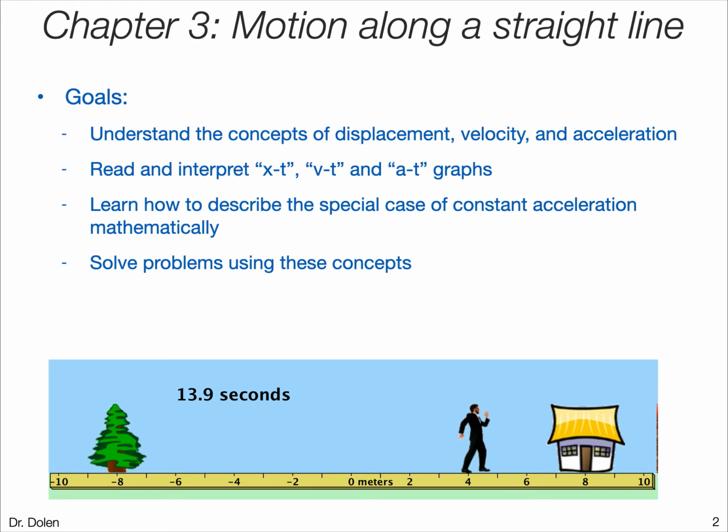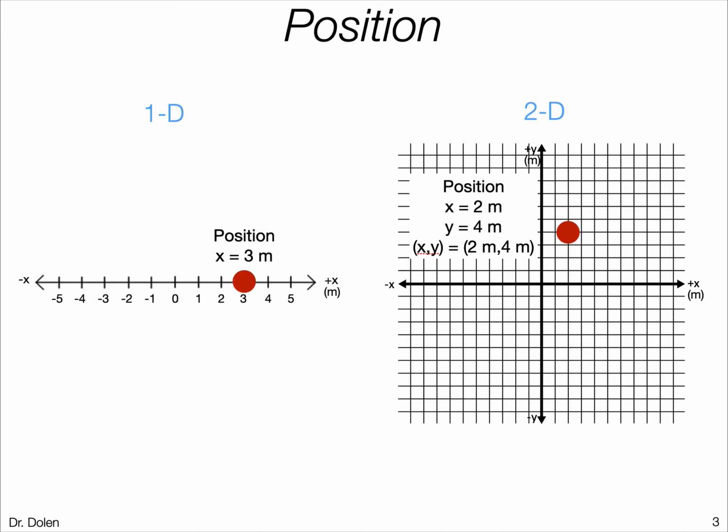Another goal is to learn how to describe a very special case of motion along a straight line, which is constant acceleration motion. Not all motion has constant acceleration, but when you do have that special case, there's certain equations we can use that apply only to that special case, and it enables us to solve certain problems. And finally, our goal is to learn how to solve problems using these concepts. Again, this is our first real physics chapter, so we're going to learn a lot about the method of solving problems in physics.